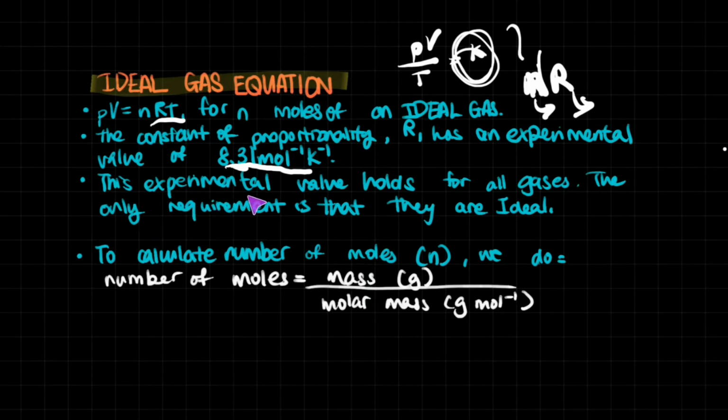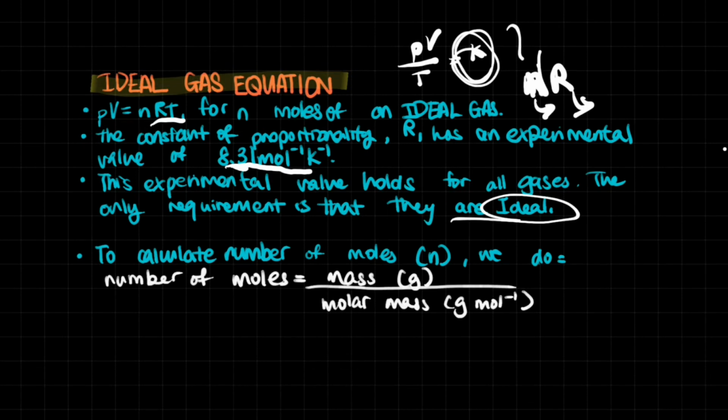So this experimental value holds true for all gases. The only requirement is that they are ideal. Now, assuming that you have taken chemistry, moles are probably a very standard piece of knowledge to you. To calculate the number of moles, n, we do the mass in grams of the sample of gas divided by the molar mass, which is grams per mole. So the molar mass is very, very easy to calculate.